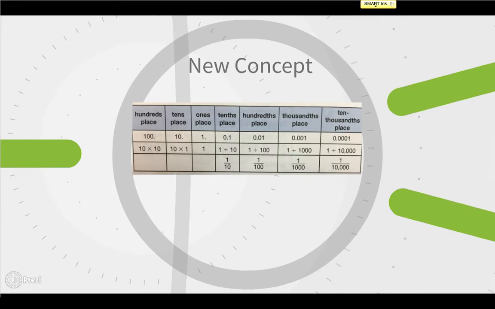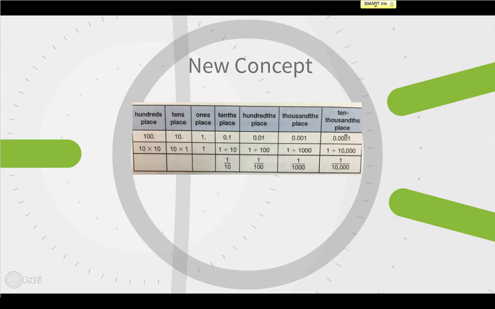So your new concept for today is to name decimals with 3 decimal places. We use the word thousands with a TH. And to name numbers with 4 decimal places, we use 10,000s. If you look here, the tenths place is 0.1. The hundredths place would be 0.01, which is 100th. The thousandths place would be 0.001, which is 1,000ths. And with 4 decimal spots, 1, 2, 3, 4, we have 1 10,000ths.